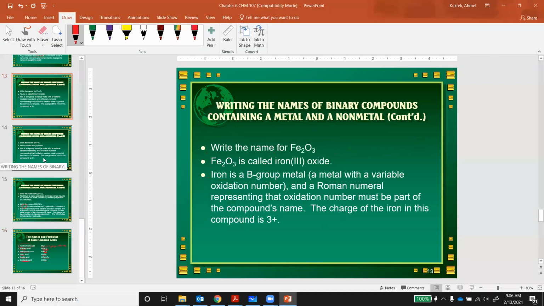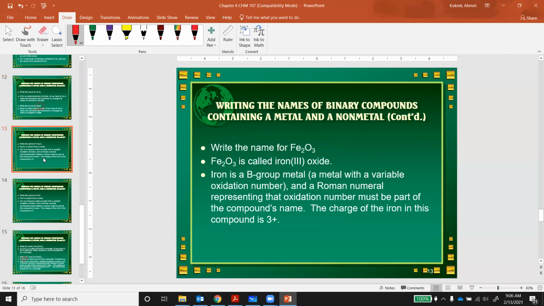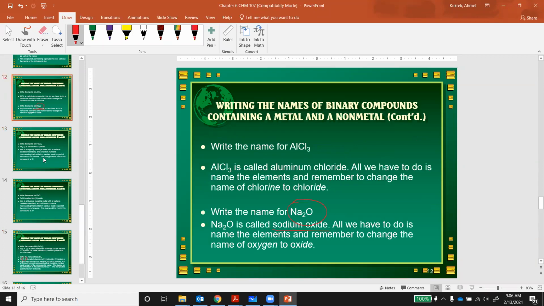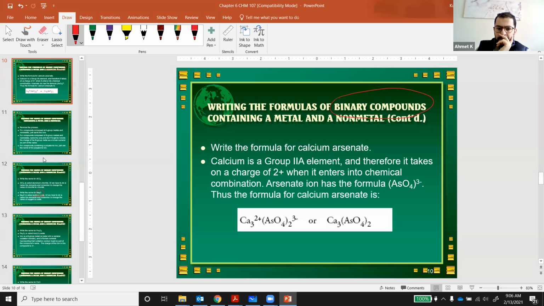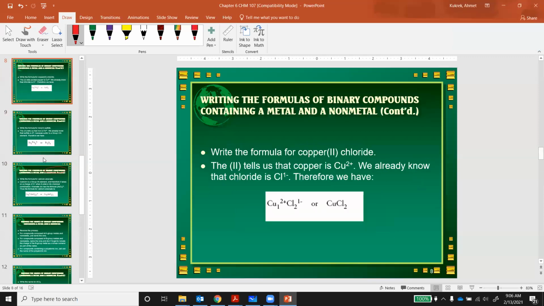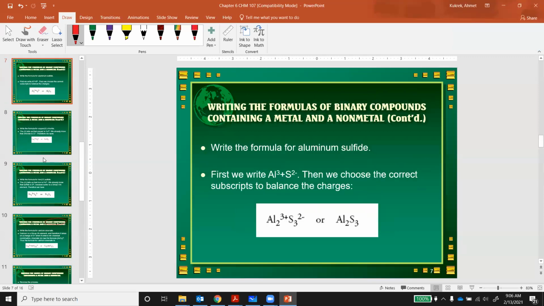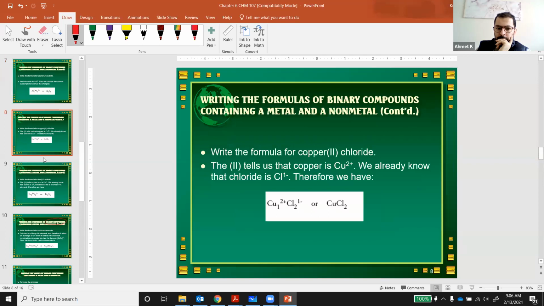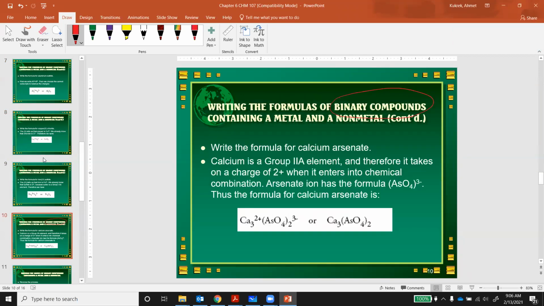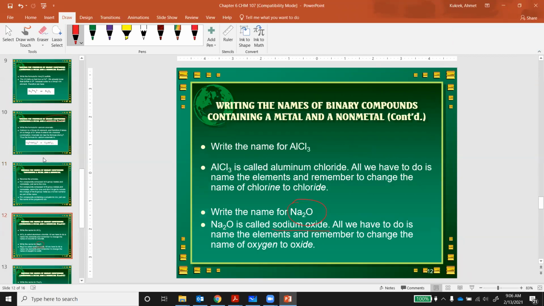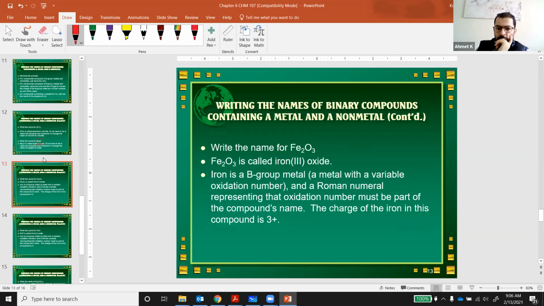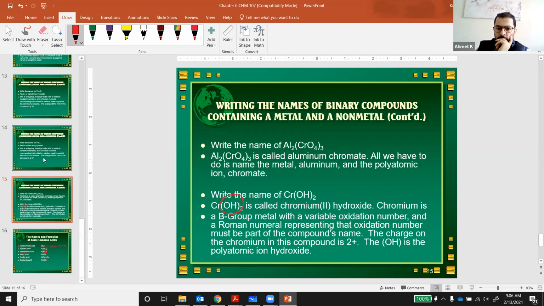Chromium dioxide. Where was that thing? Professor, it's not chromium dioxide. What does Cr stand for? Chromium, right? Chromium. Do we have that question here somewhere? No, that was actually chromium hydroxide.